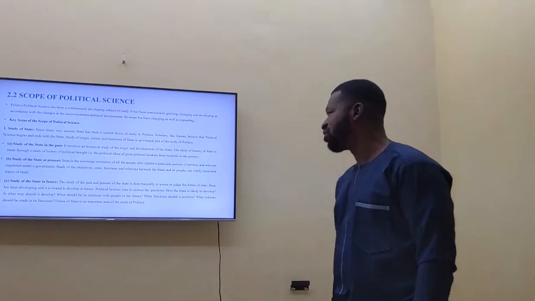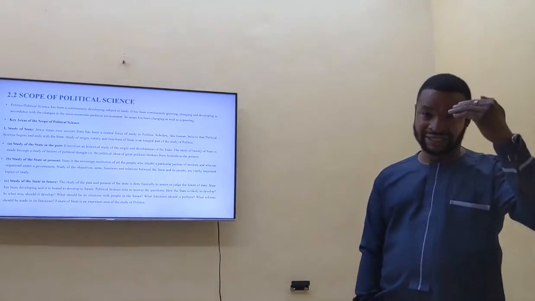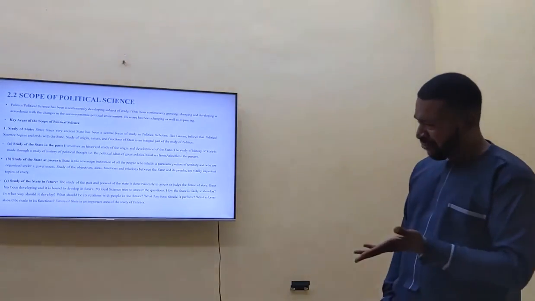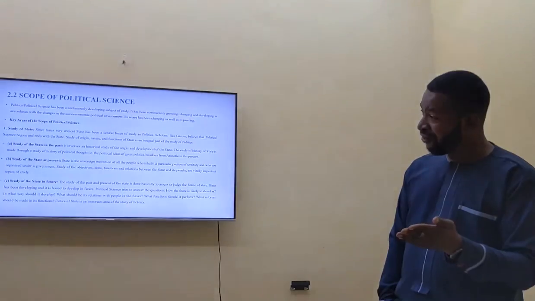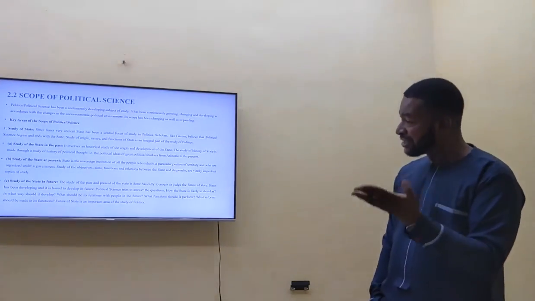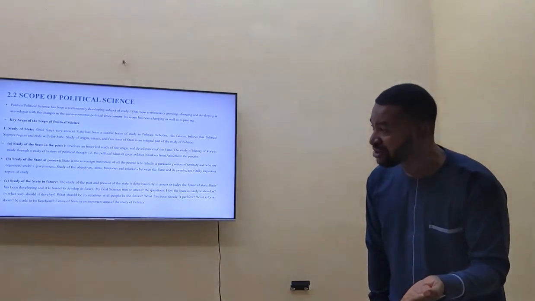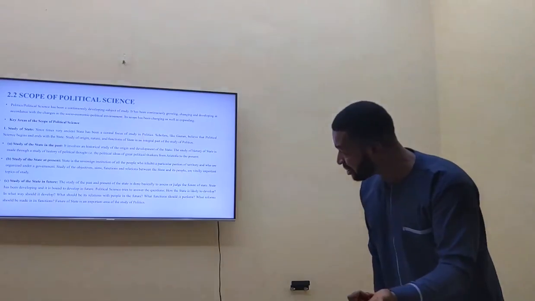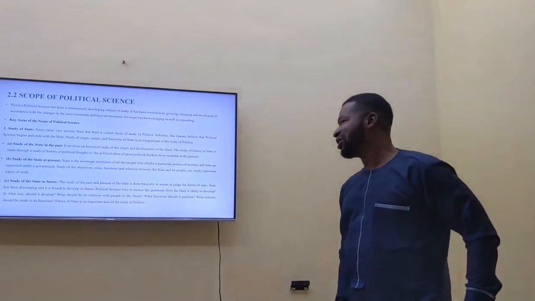Another scope is the study of the state at the present. Whenever you study political science, definitely you are looking at the state at the present. What system of government are we using? Are we still in military system of government, or have we evolved from military to democratic system? What kind of party system are we using? Are we abiding by the democratic principles? Are we democratizing? These are the things we study. The present state of the nation.